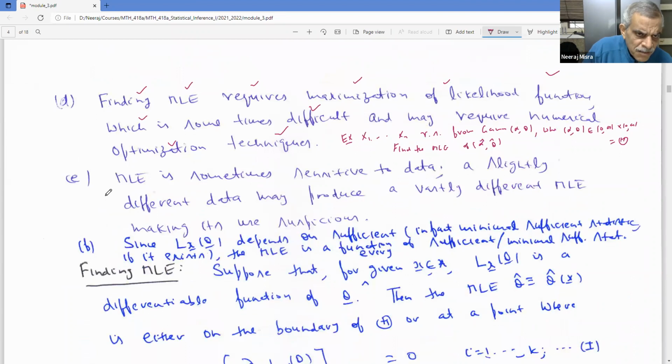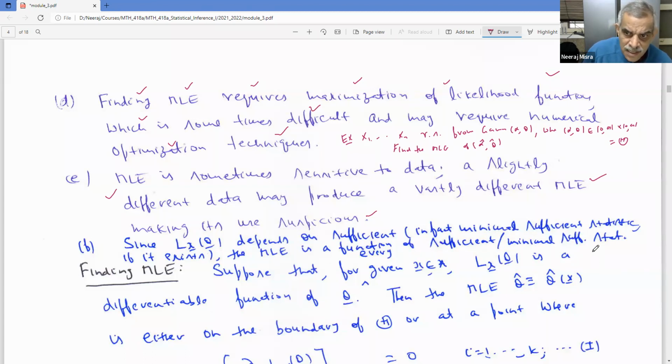One criticism of MLE is that it is sometimes sensitive to data. A slightly different data may produce vastly different MLE. Right? For example, especially when there are outliers in the data, then it is very sensitive to outliers. So if one outlier comes into the data, like sample mean in the binomial case, then it can change the value very drastically.